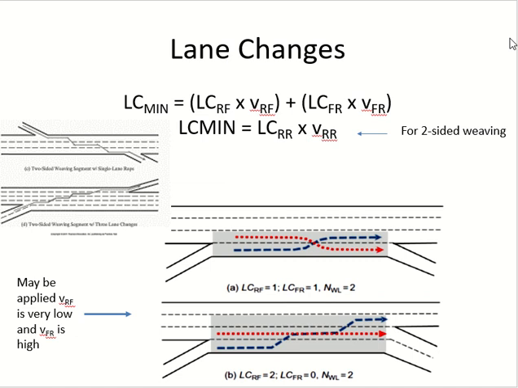This one is for one-sided weaving. This one is for two-sided weaving. In this case, this one is 1, this one is 1. For this case, this one is 2 and this one is 0. So this is why we said we need to look at the configuration. Configuration means where are the ramps, how many lanes are there, how many auxiliary lanes are there, and so on and so forth. Clear?